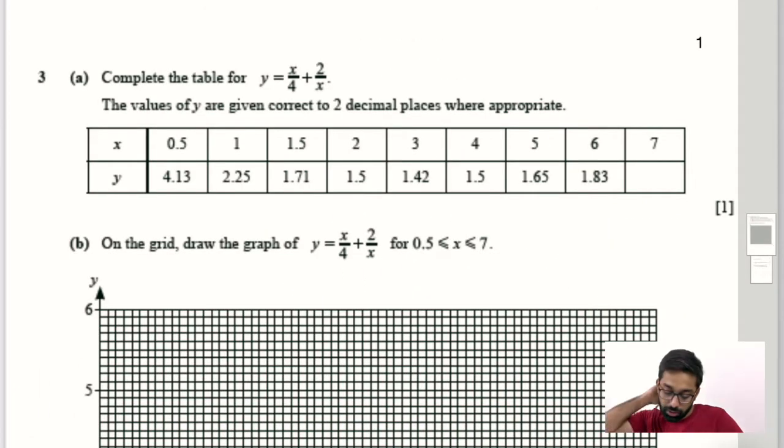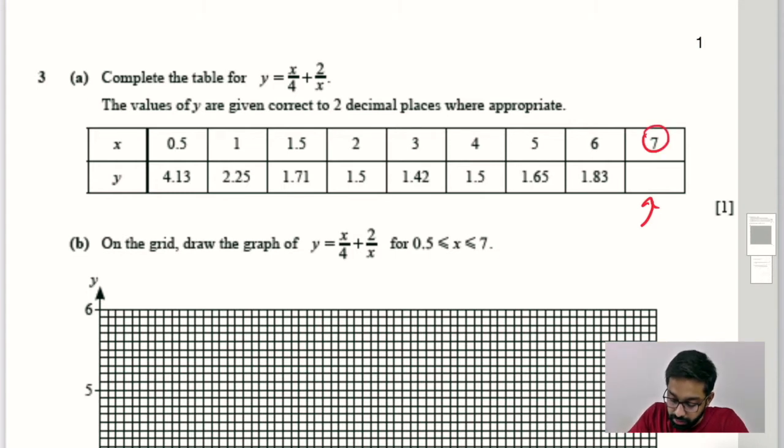So we start off with the question saying, complete the table for the equation y equal to x over 4 plus 2 over x. The values of y are given correct to 2 decimal places where appropriate. Okay, they've given us a table with 9 values of x and 8 values of y. We have to find the 9th value of y. That means we have to find this value. So what we need to do is plug in this 7 into this equation. If I do that, since I've already solved this question before, I have the value right in front of me, you would get 2.04. Okay, that solves the first part.